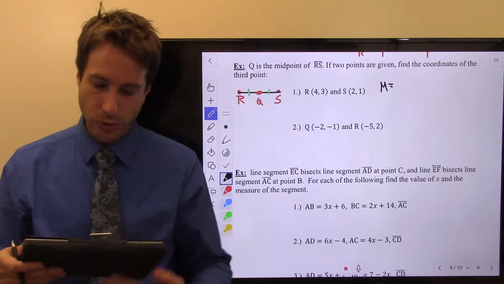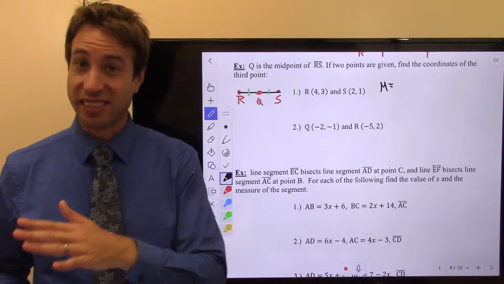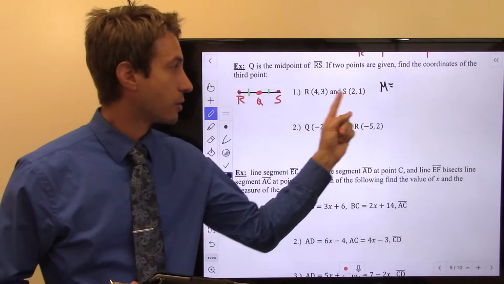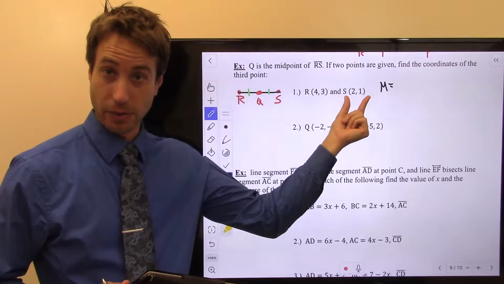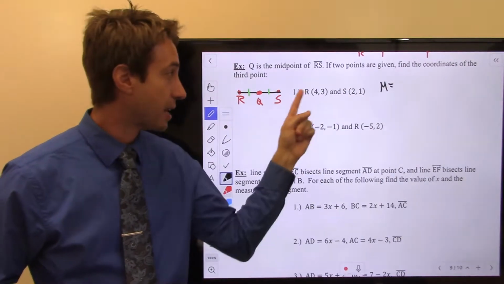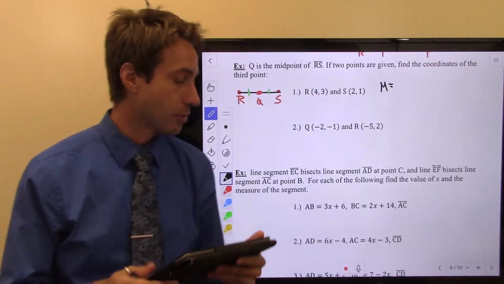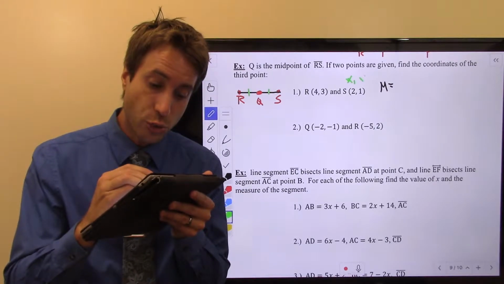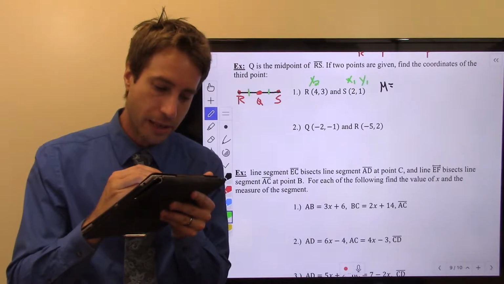Midpoint is equal to, again, I like to make the point farthest to the left, x1, y1, the point farther to the right, x2, y2. X is 2, x is 4. This one's on the left, right? If you were to graph it, this one's farther to the left, this one's farther to the right. Okay, so let's go ahead and do that. So this is x1. Again, it doesn't matter. If you switch them, you'll get the same answer I get.